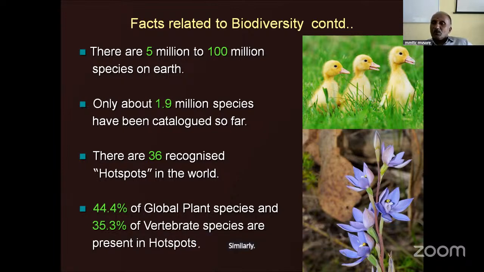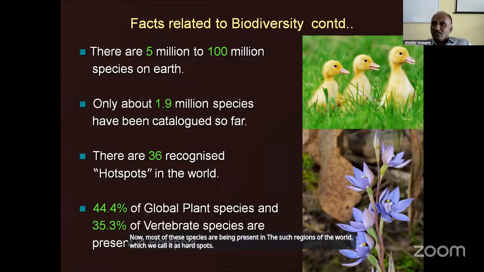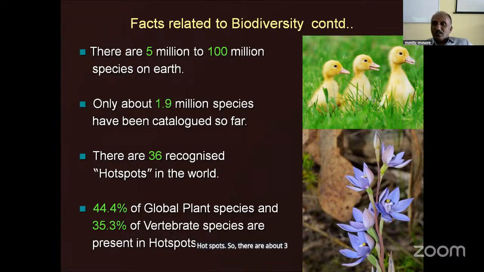Similarly, plants and animals are identified, and after identification, they group them, right? Whether this belongs to the fish group, the frog group, the bird group, the mammals group, or the invertebrate group. Likewise, they classify. So identification and classification is called cataloging. And of the about 5 to 100 million species known to exist on this earth, only about 1.9 million species have been catalogued. You just imagine how many species are yet to be identified on this earth. Now, most of these species are present in regions of the world which we call hot spots. So there are about 36 hot spots in the world.